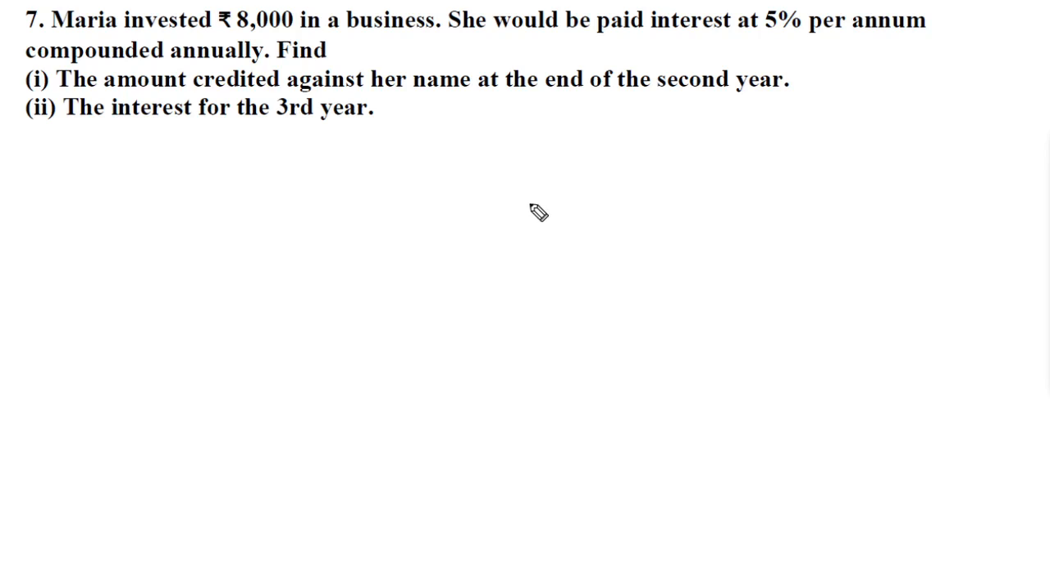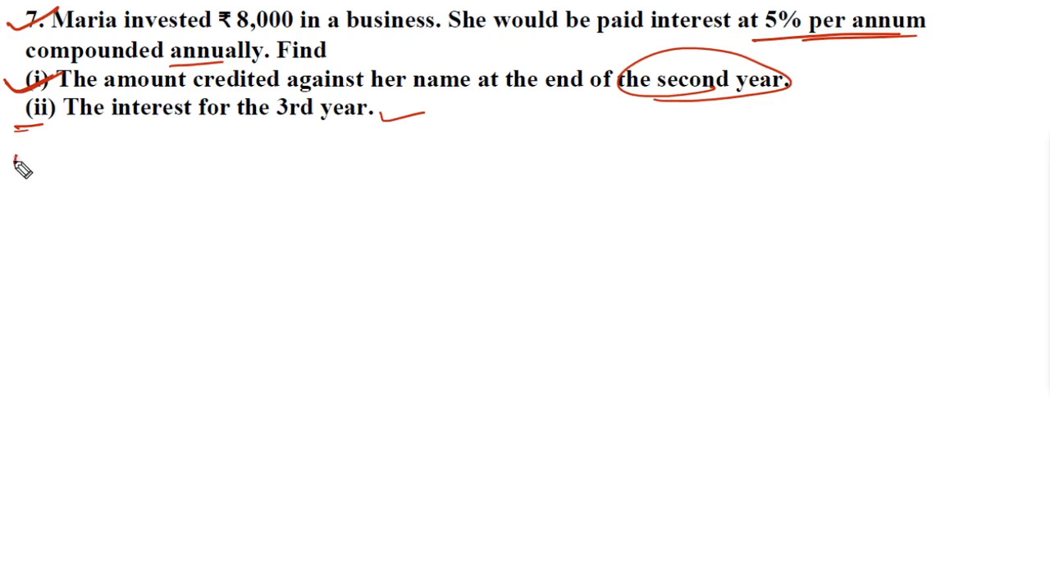So today we are going to discuss exercise 8.3. We'll start with question number 7. Maria invested rupees 8,000 in a business. She would be paid interest at 5% per annum, compounded annually. Find the amount credited against her name at the end of second year, then the interest for the third year. So we'll start with the first part.